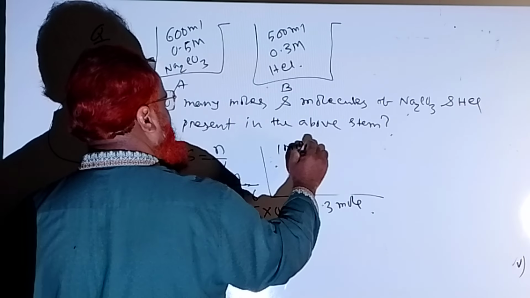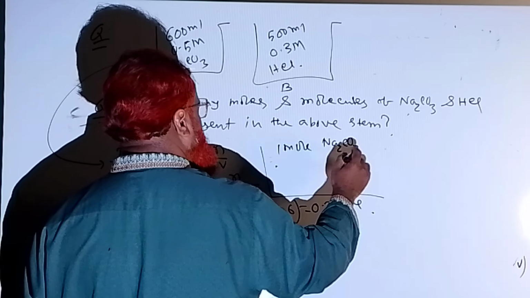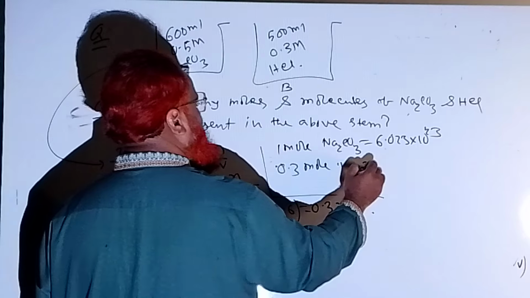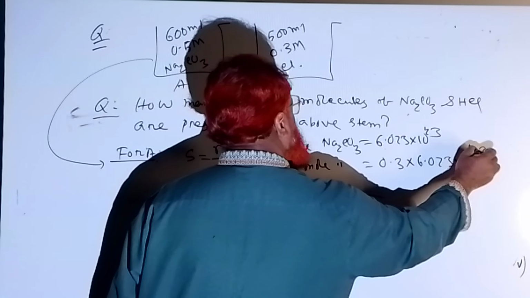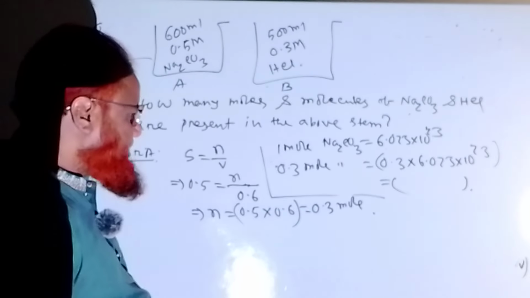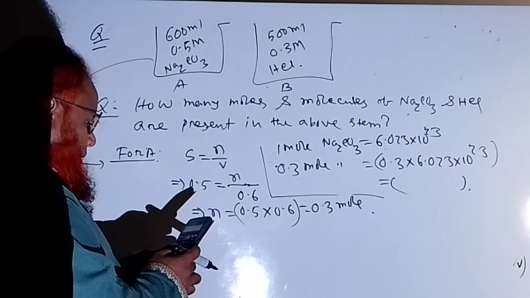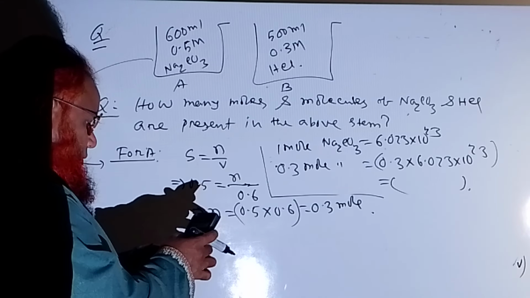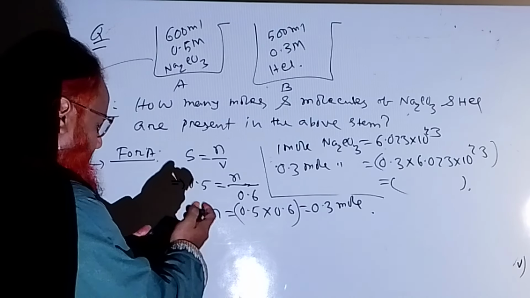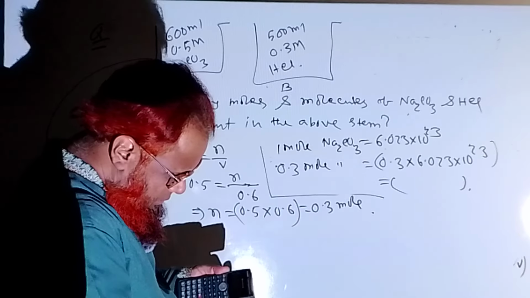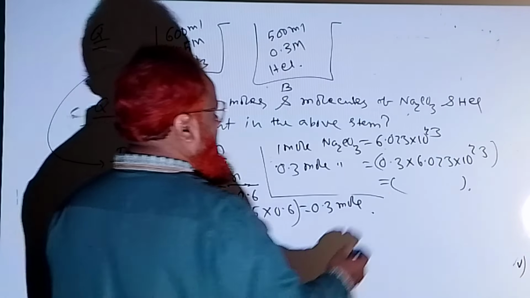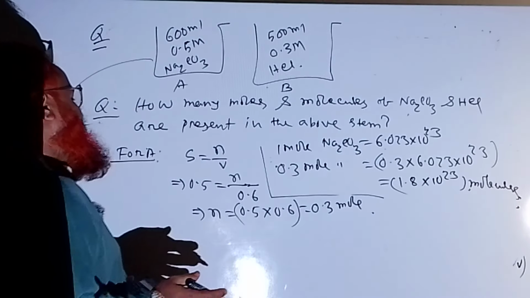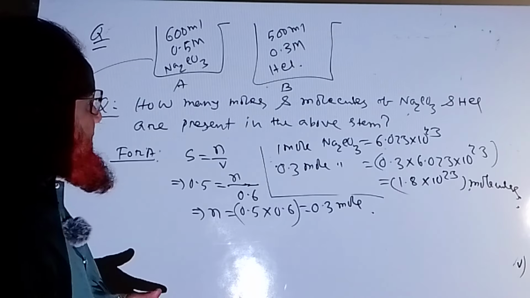So 0.3 mole is what? We know that 1 mole Na2CO3 equal to 6.023 into 10 to the power 23. So 0.3 mole of sodium carbonate is 0.3 into 6.023 into 10 to the power 23. From this multiplication we will get the answer. Okay, so here the answer is 1.8 into 10 to the power 23 molecules. Okay. So this is the easiest way to find out the number of moles and molecules.